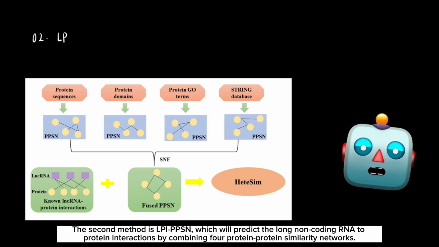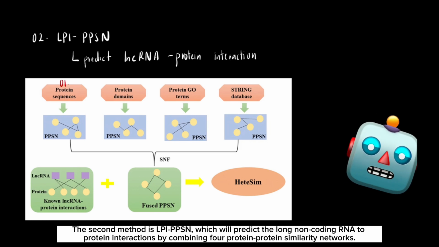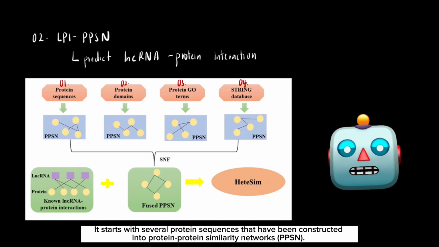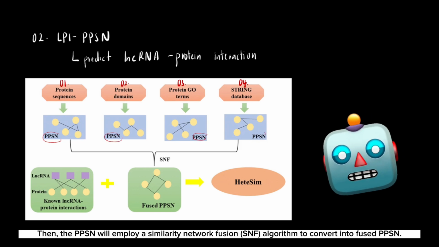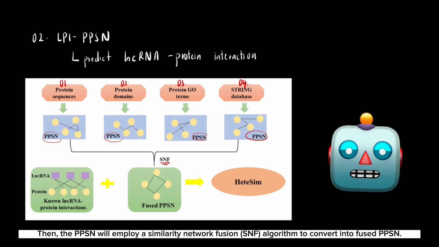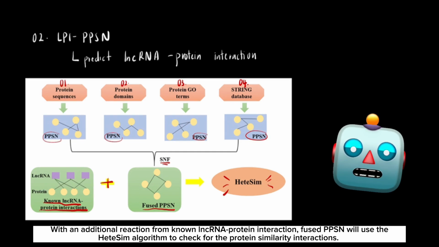The second method is LPI-PPSN, which will predict long non-coding RNA to protein interactions by combining 4 protein-protein similarity networks. It starts with several protein sequences that have been constructed into protein-protein similarity networks, PPSN. Then, the PPSN will employ a similarity network fusion (SNF) algorithm to convert into a fused PPSN. With additional information from known ncRNA-protein interactions, the fused PPSN will use the HeteSim algorithm to check for the protein similarity interactions.